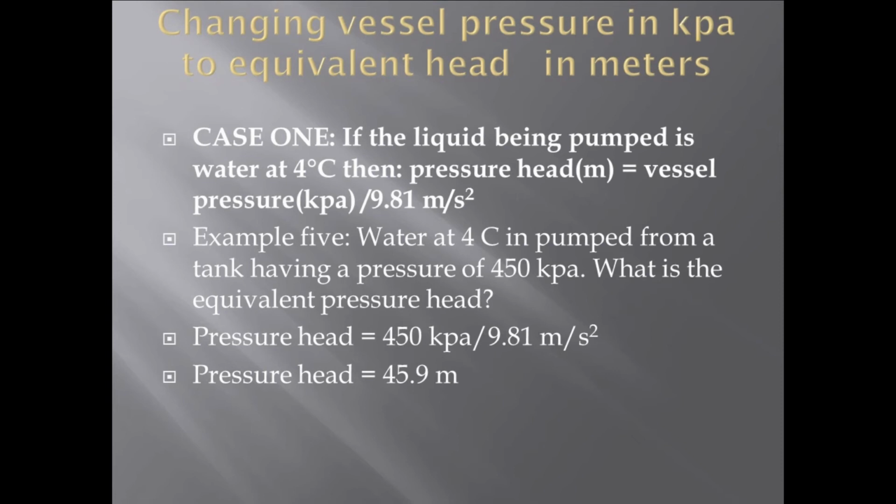So example 5. Water at 4 degrees C is pumped from a tank having a pressure of 450 kPa. What is the equivalent pressure head? Pressure head equals kPa divided by G. Pressure head will equal 450 kPa divided by 9.81 meters per second squared. So the pressure head would be 45.9 meters.